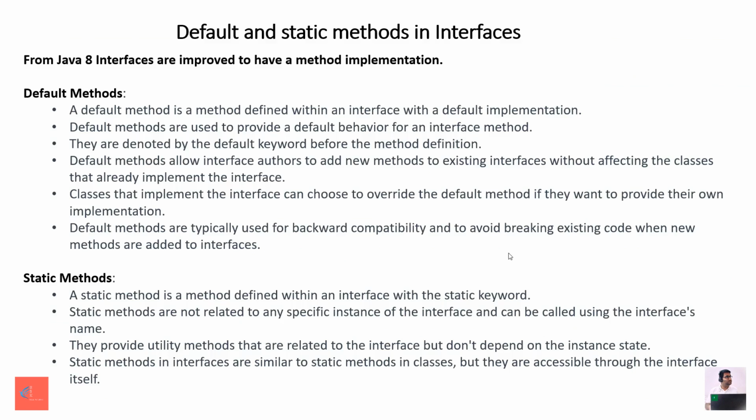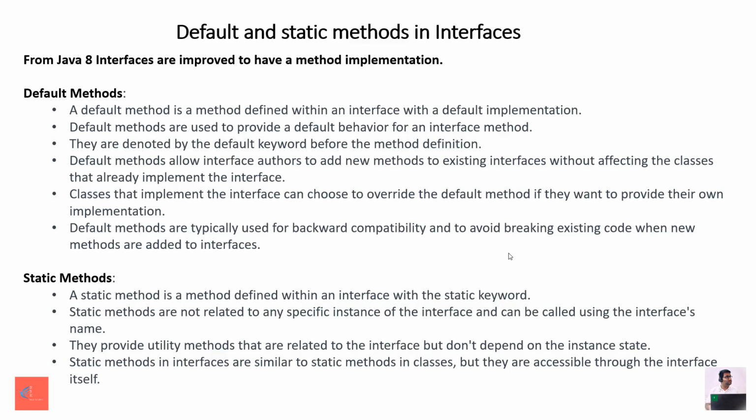A default method is a method defined within an interface with a default implementation. It is used to provide a default behavior. They are denoted by the default keyword. Default methods allow the interface author to add new methods to an existing interface without affecting the classes that already implement the interface. Classes that implement the interface can choose to override the default method.